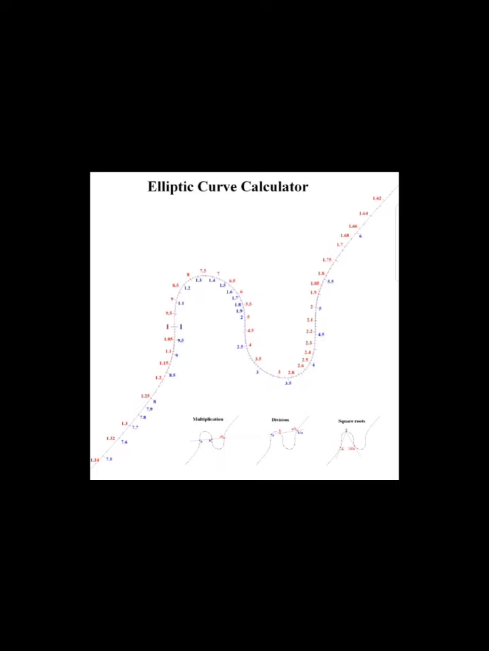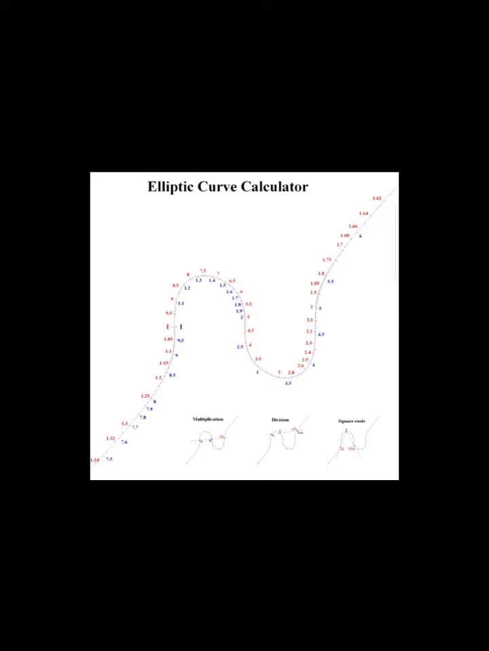Our topic today is the elliptic curve calculator. Take note that the elliptic curve calculator has two scales, red and blue, running in opposite directions on an elliptic or non-singular cubic curve.